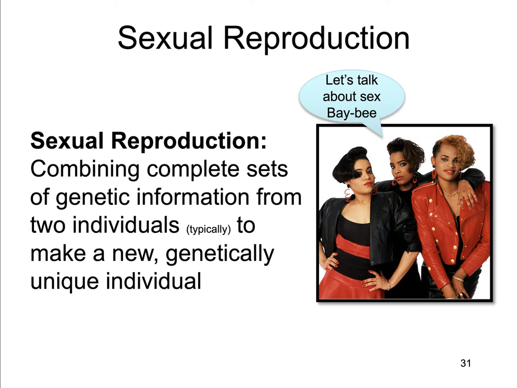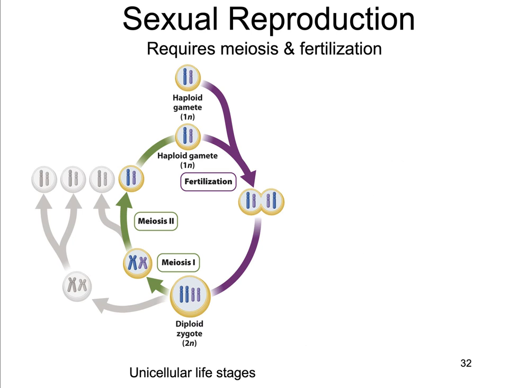And that's really important, that the new individual that's created is genetically distinct from the parents that created that new individual, okay? And remember that sexual reproduction is something that is unique to eukaryotes. Only eukaryotes have evolved the ability to sexually reproduce. So let's look at a generalized diagram of how sexual reproduction occurs. And please remember that for sexual reproduction to work, it requires meiosis and it requires fertilization. You can't have sexual reproduction without meiosis and fertilization.